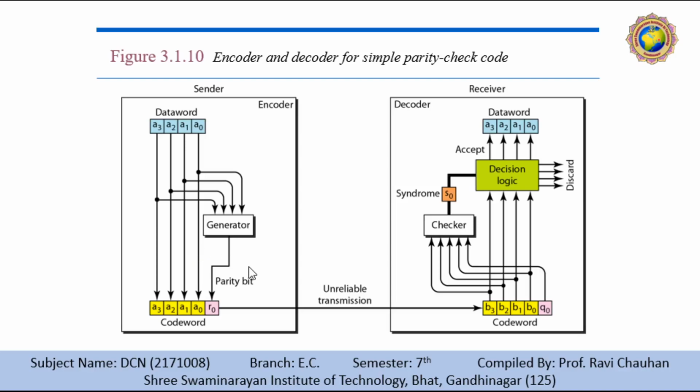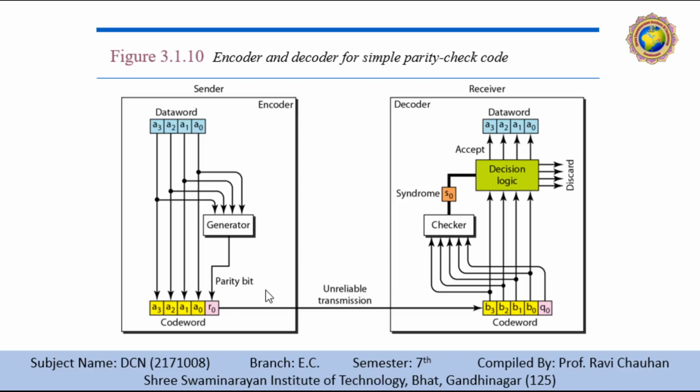This figure shows the possible structure of an encoder at the sender and a decoder at the receiver. As you know, the encoder is used at the sender side and the decoder at the receiver side. The encoder uses a generator that takes a copy of the 4-bit data word, A0, A1, A2 and A3, and generates a parity bit R0. The data word bits and the parity bit create a 5-bit code word. The parity bit that is added makes the number of ones in the code word even.